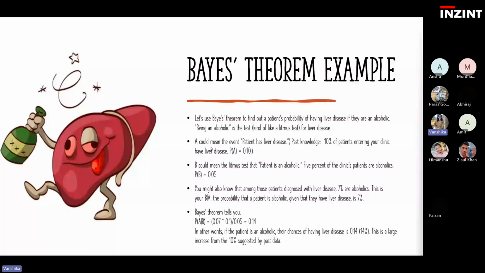Now let's say 100 patients are coming and out of 100, 10 have liver disease. So what is the probability of a person having liver disease? Roughly, we can calculate that 10% of the patients are going to have liver disease. The probability would be 0.1, right? Please give a thumbs up if you understand till here.